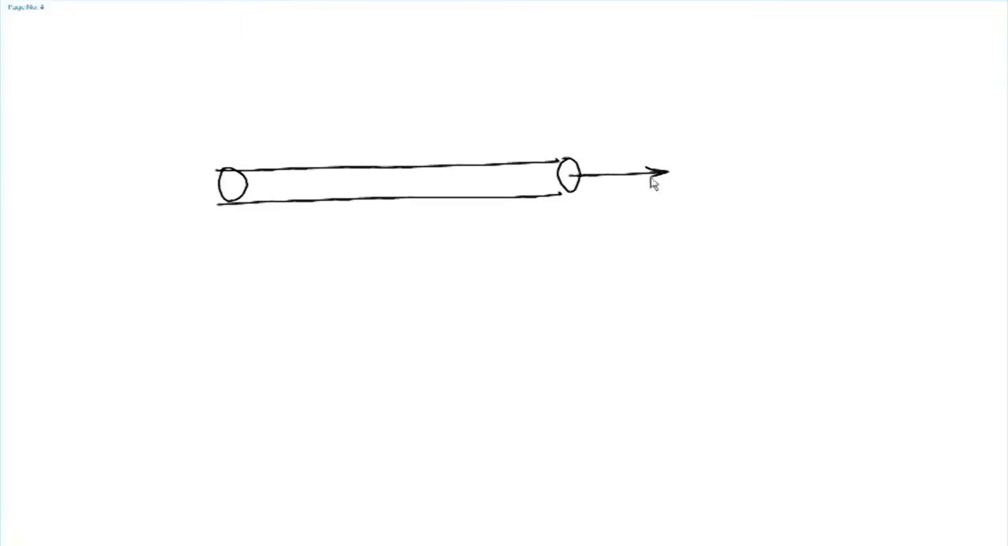First of all, this is strictly speaking not a topic of engineering mechanics, but I will briefly mention this. If you take a rod like this, for simplicity let us take it to be a circular rod, and if you apply a moment like this, this is equivalent to putting in 3D a torque like this. This torque is called a twisting torque.